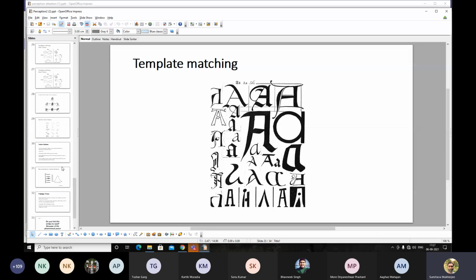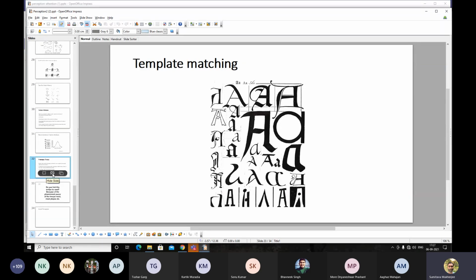Whereas in template matching, I'm not able to accept any errors. It's like a very hard-coded match between the stimuli and the mental form. But for prototype, I have one or two or a bunch of them, but not all of them, as prototypes, and differences from the prototype are acceptable. That's the difference.